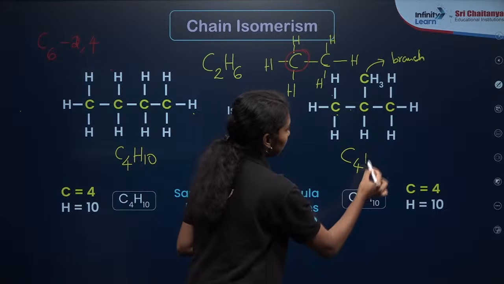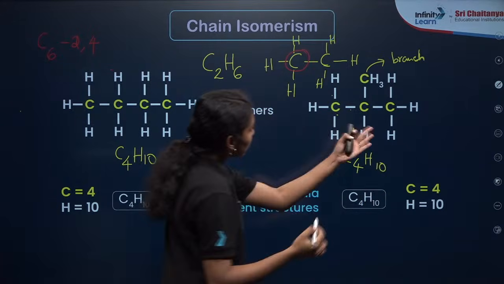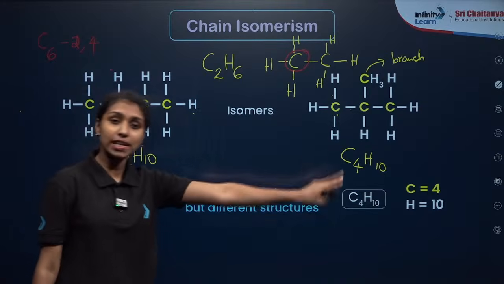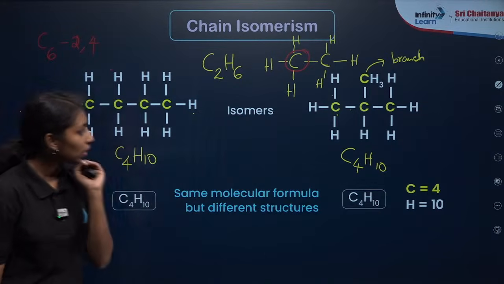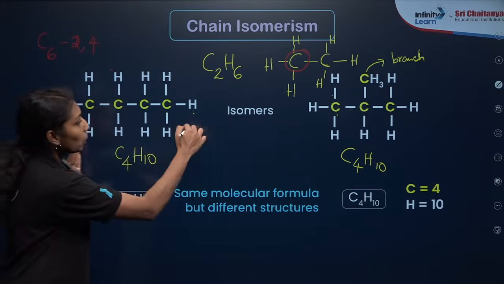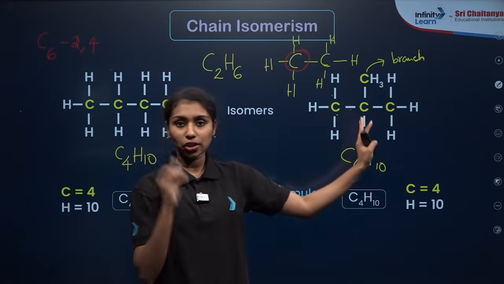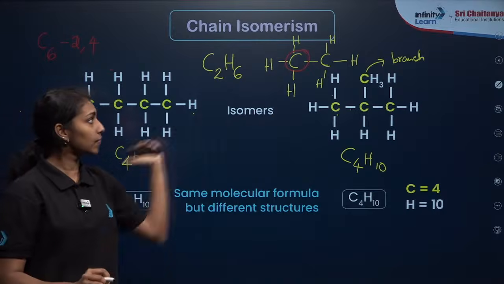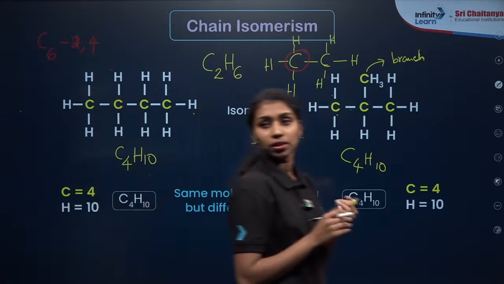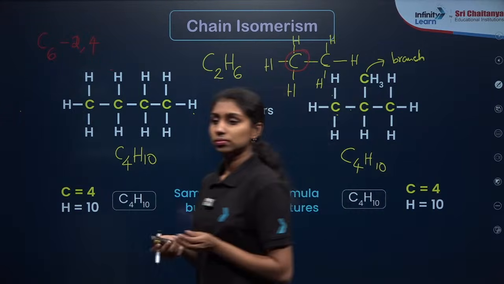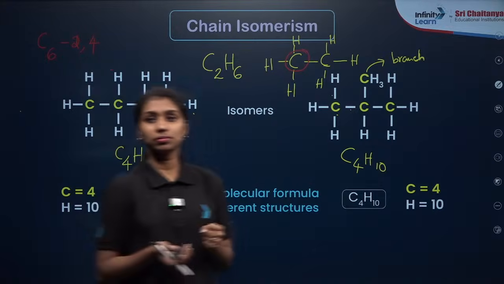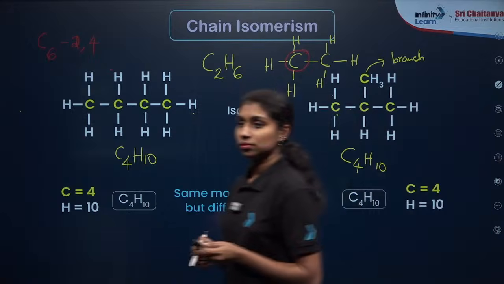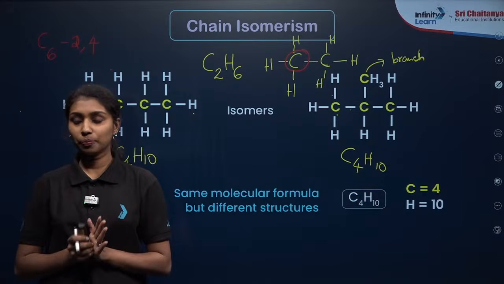7 plus 3, 10 hydrogen. So what you're observing for these two compounds, both of them have the same molecular formula of C4H10, right? 4 carbons plus 10 hydrogen atoms. But the difference is that this is a straight chain compound and this is a branched chain compound. So this is structural isomerism. Same molecular formula but difference in their structure. Is that clear? Just let me know.